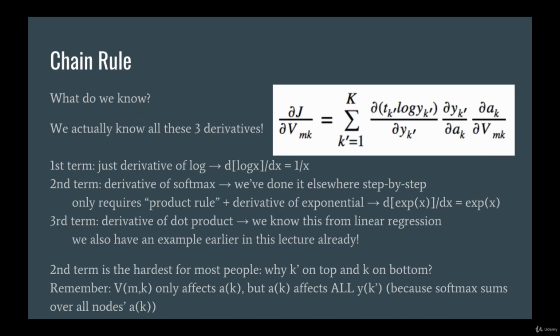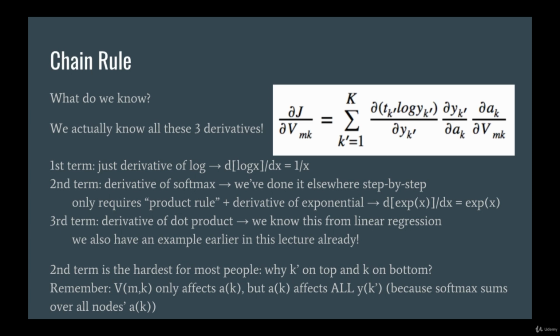The next problem people have is splitting this up via the chain rule properly. Here's what we know. We know how to take the derivative of j with respect to y. That's essentially just the derivative of a log. We know how to take the derivative of softmax. That can be complicated, but I've already shown you all the steps multiple times. Remember that the trick is that the output of the softmax depends on the value at each node, because it has to divide by the sum of the exponential over all the nodes.